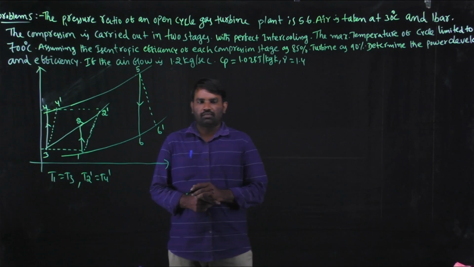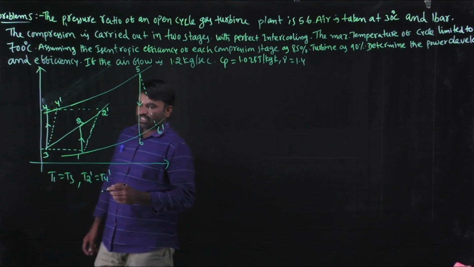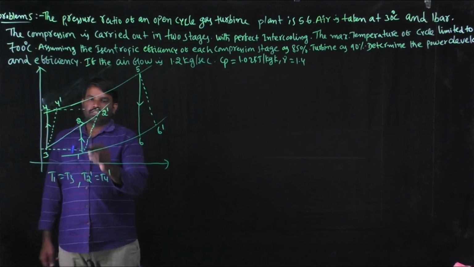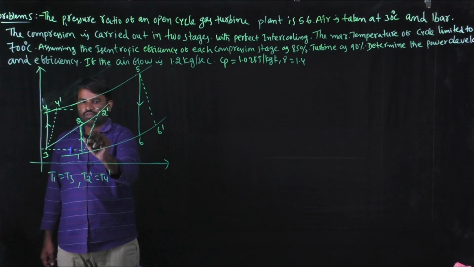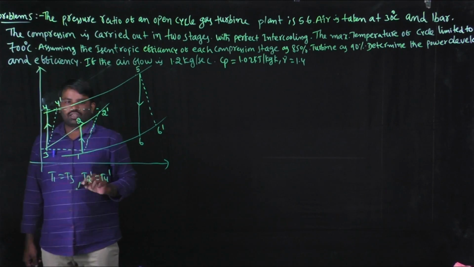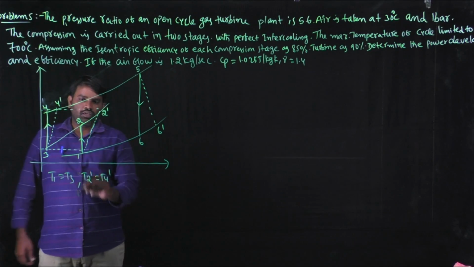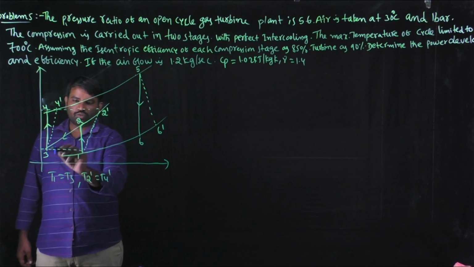See the present problem. We are using two compressors. 1 to 2 is isentropic compression and 3 to 4 is isentropic compression, and between these two compressors we are arranging one intercooler. That intercooling process is the 2 to 3 process.